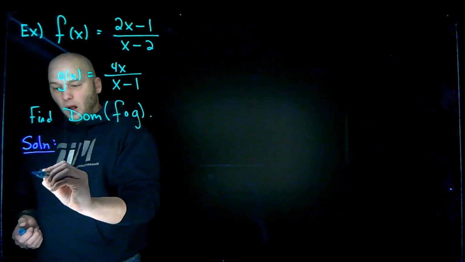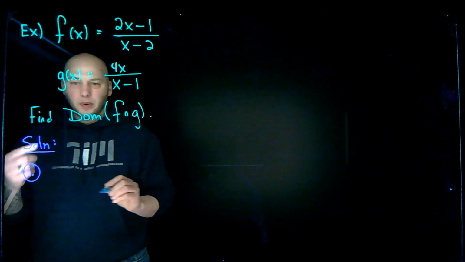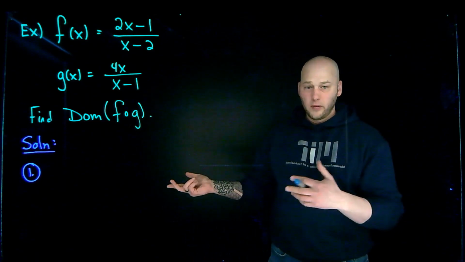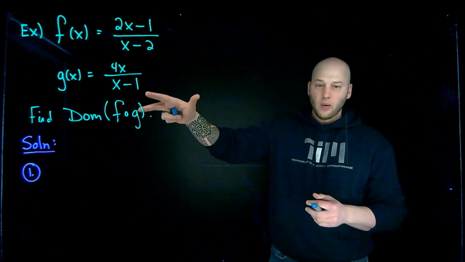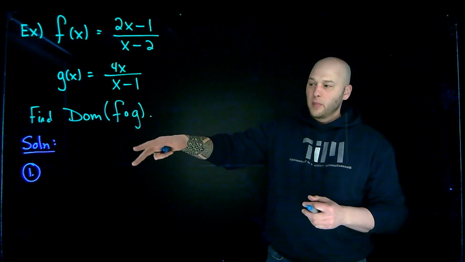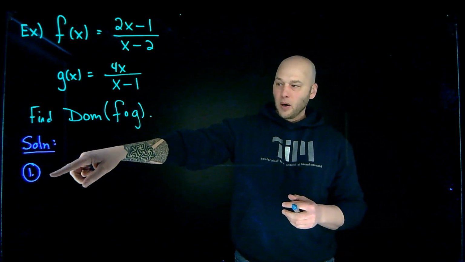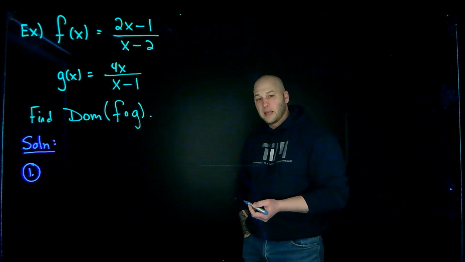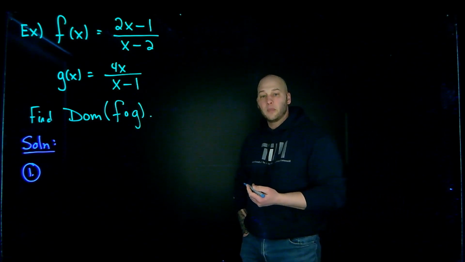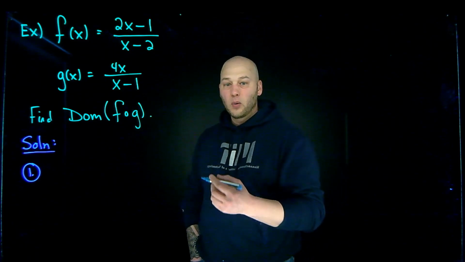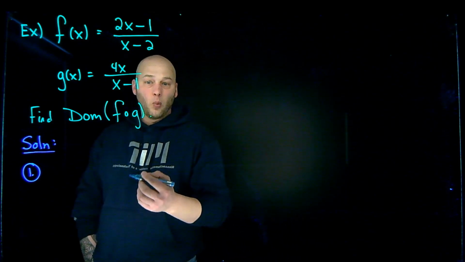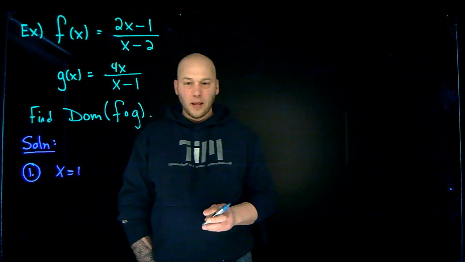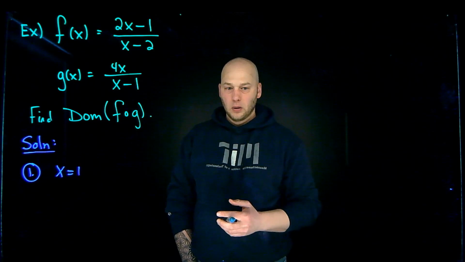I'll write the step number corresponding to the procedure that I had in the previous example. I'm not going to write it all out, that was way too much to write again, but I'm just going to write the step number and then the information corresponding to that. Step number 1 was to identify any invalid inputs for the first function. In other words, I can't plug in the number 1. So I know that x equal to 1 would be an invalid input for the function g.